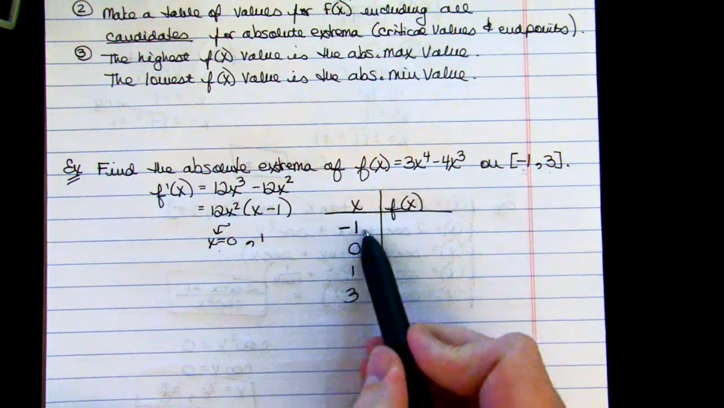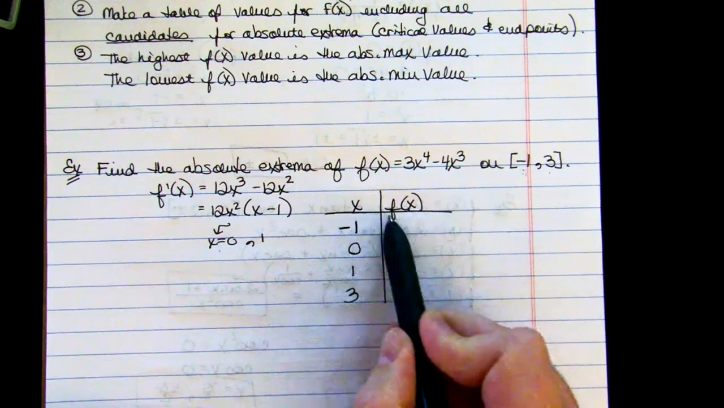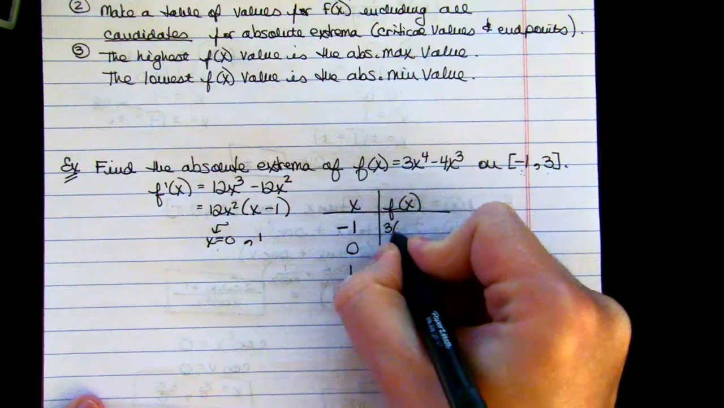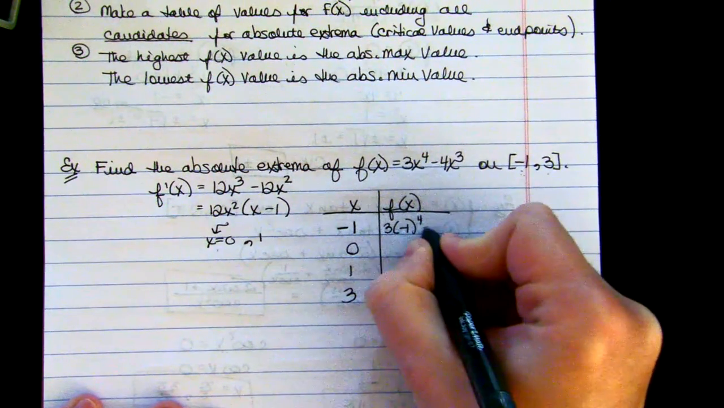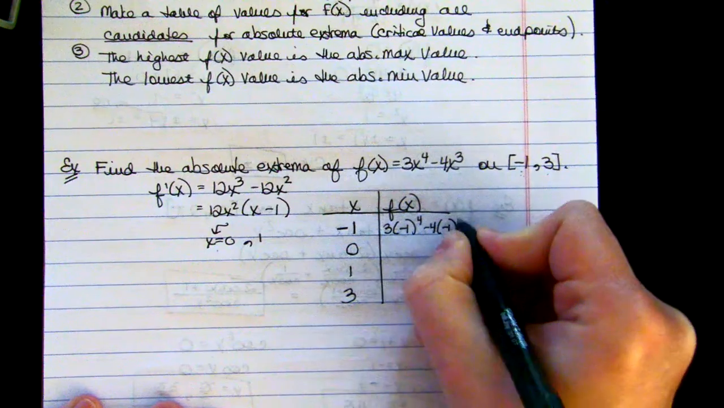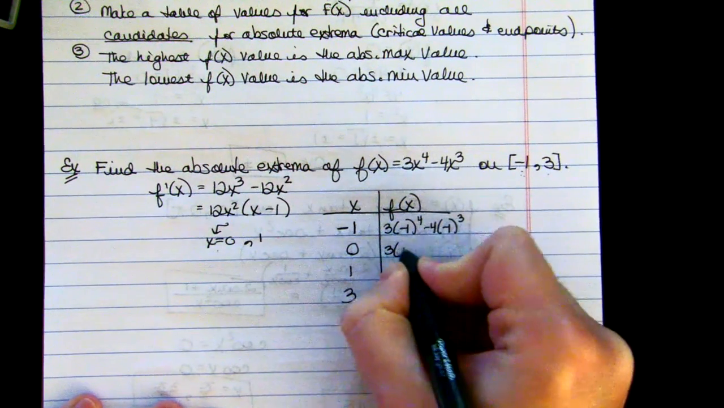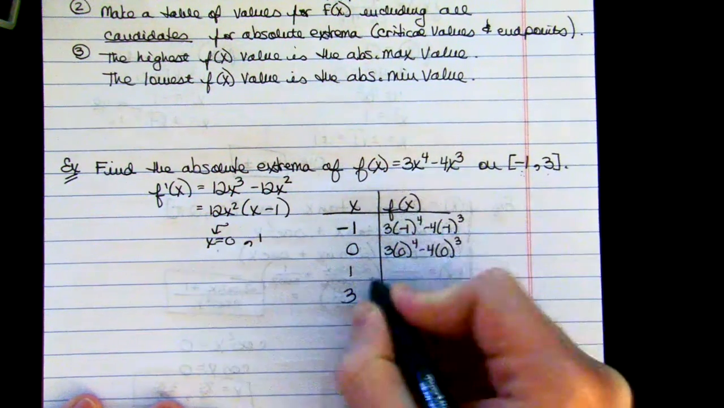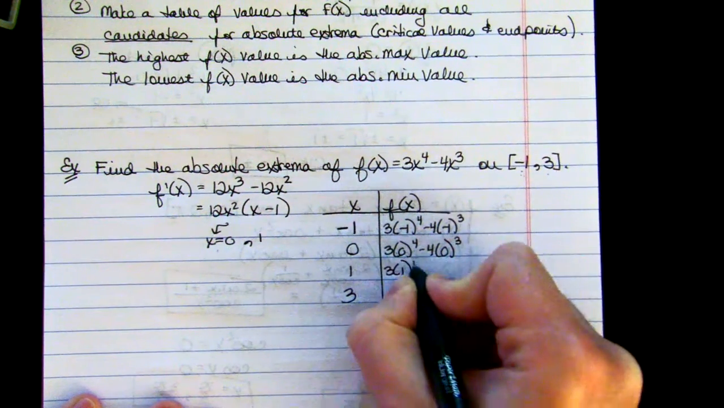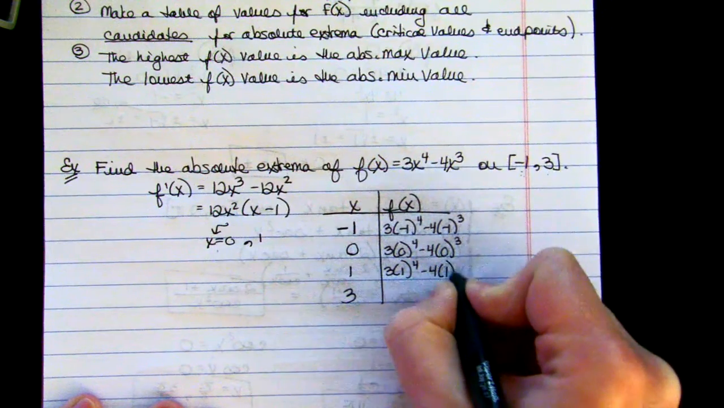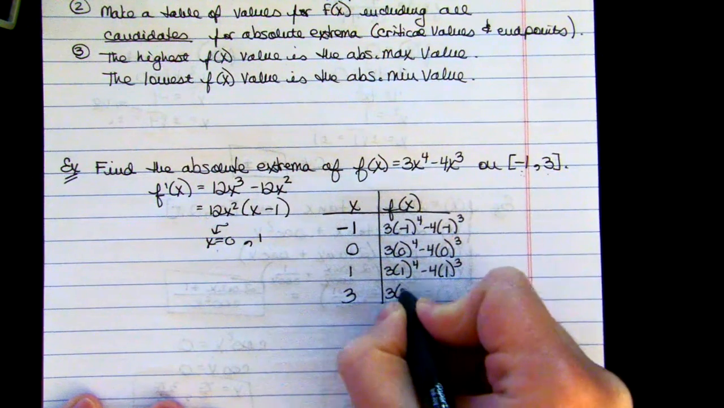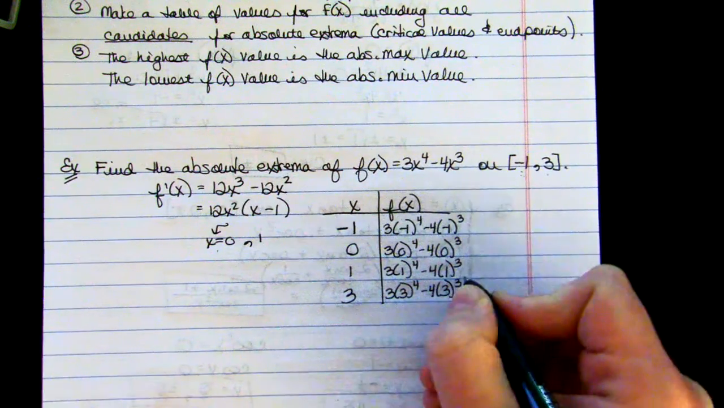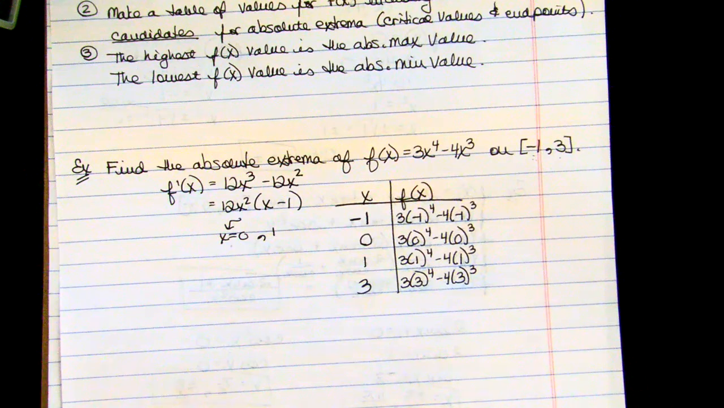Then, all we have to do is plug our x values into f of x, into our original function, so we can look at our y values there. I'm going to do 3 times -1 to the 4th minus 4 times -1 cubed. 3 times 0 to the 4th minus 4 times 0 cubed. 3 times 1 to the 4th minus 4 times 1 cubed. And 3 times 3 to the 4th minus 4 times 3 cubed. Take a moment and see what you can do with these.